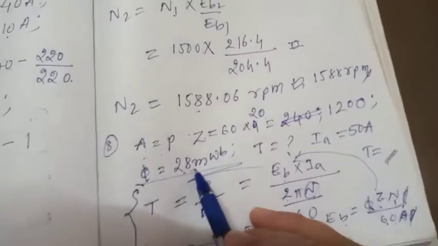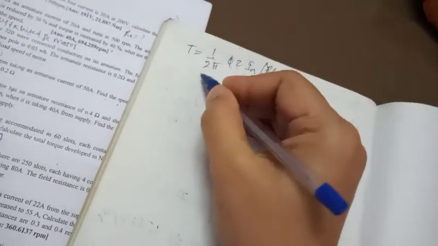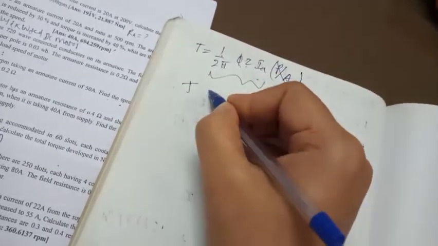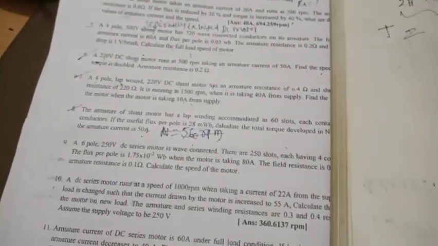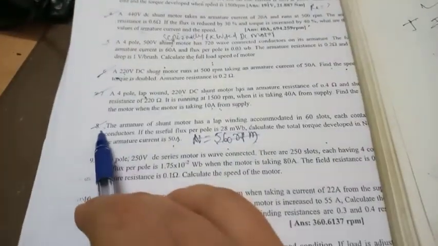1 by 2 pi into phi, 28 milliweber, Z value is 1200, Ia is 50 amps. P by A is equal to 1, so the P's cancel. You just substitute these values and you will get T. So you need not assume N. You directly apply this formula and you will get the answer. That is the solution for problem number 8.